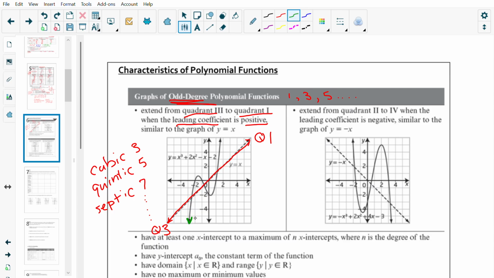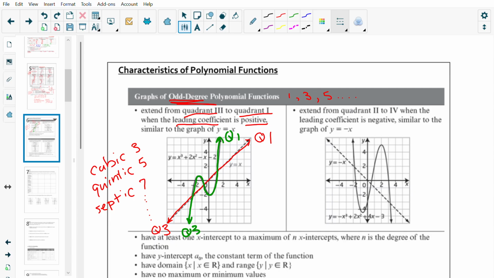Notice the graph of the cubic starts in quadrant 3, does this little S-shaped thing, ends in quadrant 1. If you were to graph a quintic with a positive lead coefficient, it would have the same end behavior characteristics. So this is how I like to remember it: I just think about y equals x for a leading coefficient with an odd degree polynomial function. Comparing it to a graph of y equals x helps me understand the end behavior. Where does it start? Where does it end?